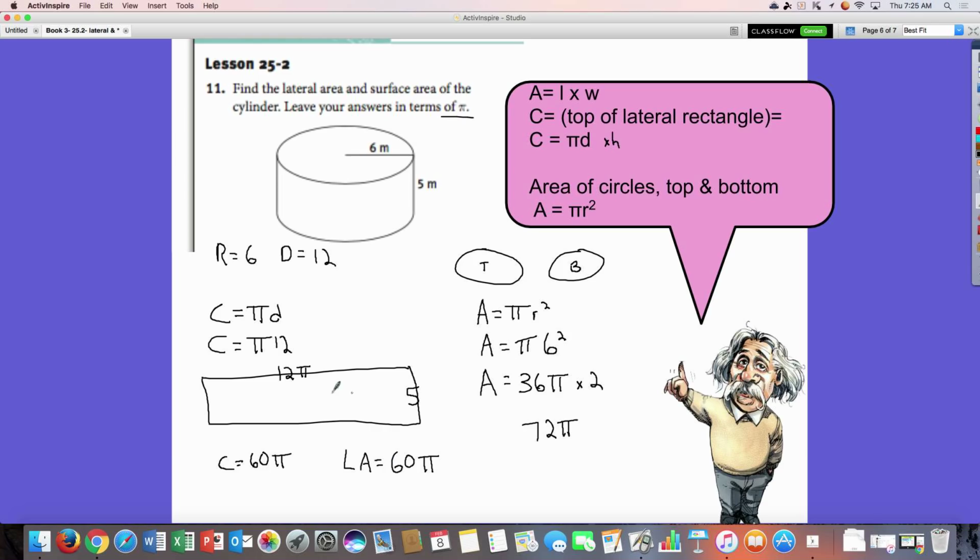The area of the big flat part I cut off, 60 pi. I add those two together. I'm adding the lateral area, 60 pi, and the top, 36 pi, and bottom, 36 pi. Add those together, I get 132 pi. That is the total surface area. That's the top, bottom, and both sides. Remember, lateral area is just the part that's facing you. Surface area includes the top and the bottom.